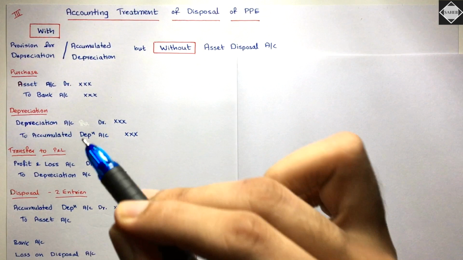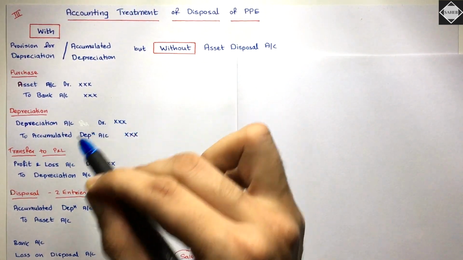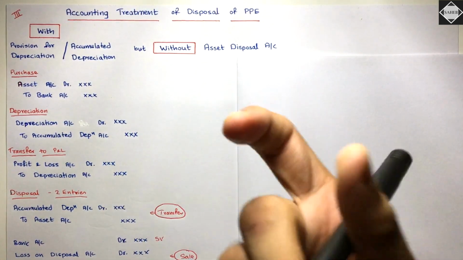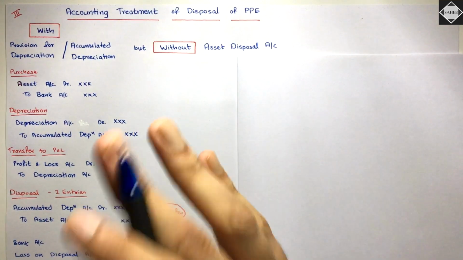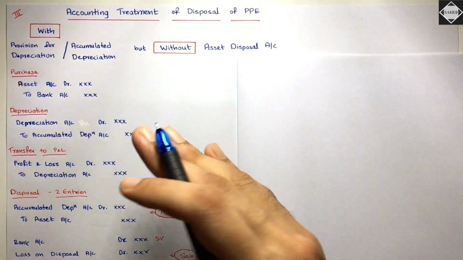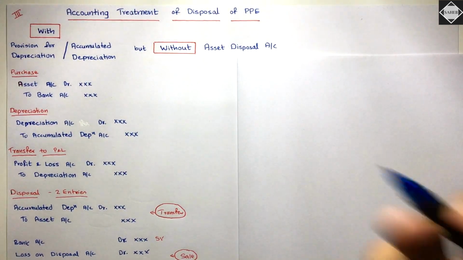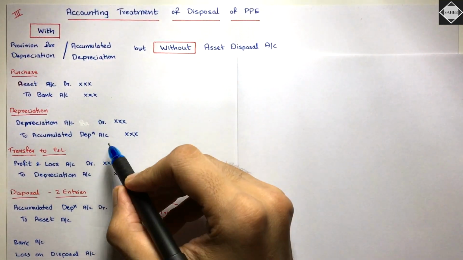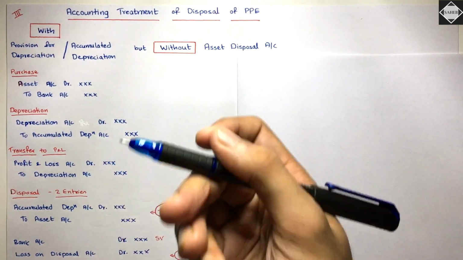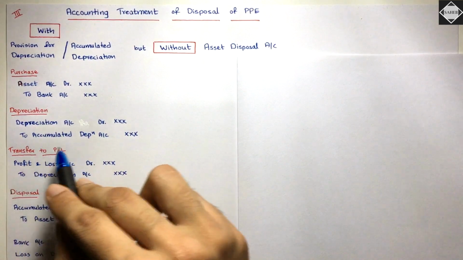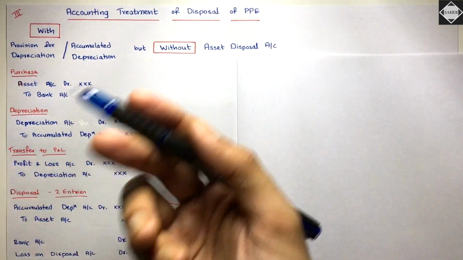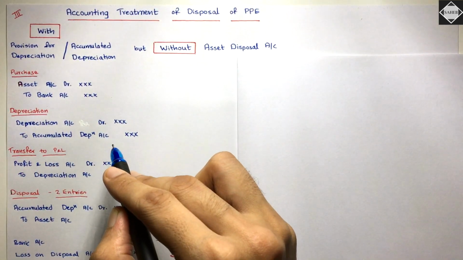Depreciation account debit. You have recorded the depreciation expense, and you have to create a contra asset account, which acts against the asset, which offsets the asset. That's what a contra asset is. So we create a contra asset over here. The name of that contra asset account is accumulated depreciation account, or you can say provision for depreciation account. Is that clear?